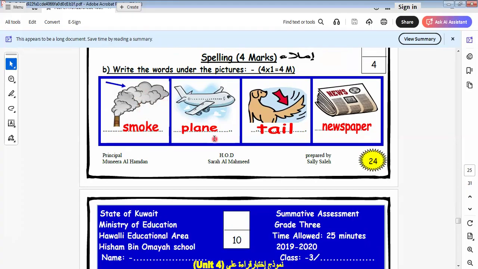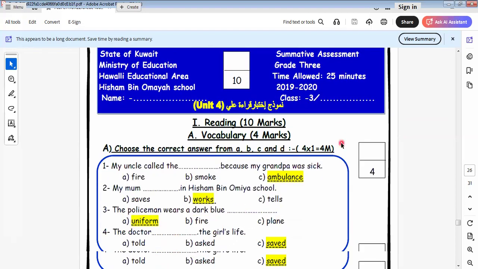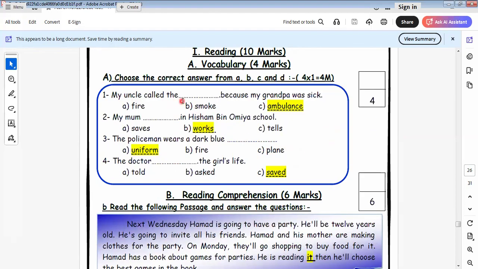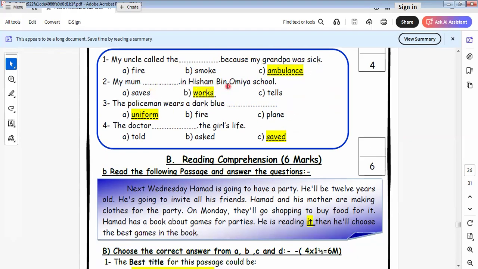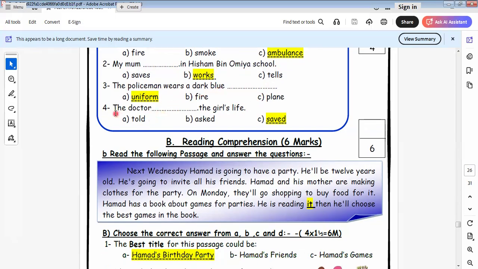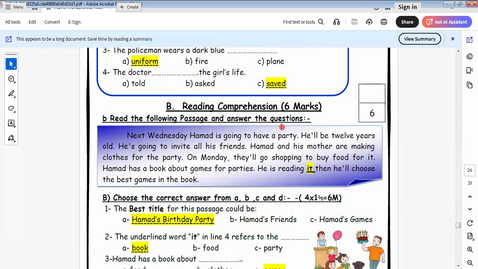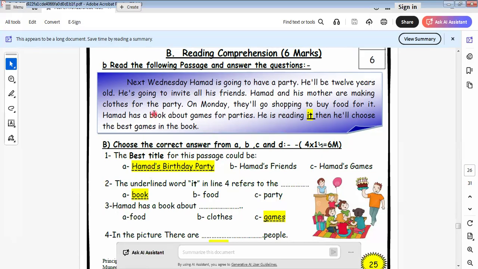Here we have smoke, clever people, plane, tail, newspaper. Let's continue the rest of the exercise. My uncle called the ambulance because my grandpa was sick. My mom works in Hisham bin Umayya school. I think this is a school in your country. I don't know this, but I think it's a school that most of you know. It will be works. The policeman wears a dark blue uniform. The doctor saved the girl's life. Let's continue the rest of this exercise.